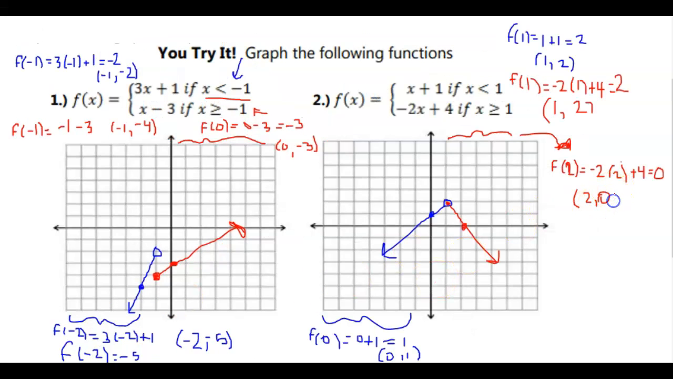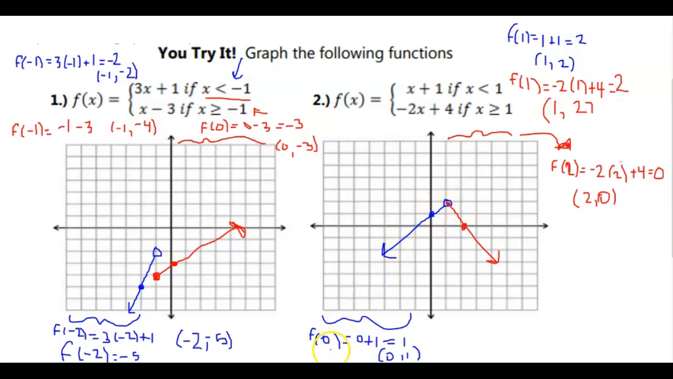All right, let me know how you did. Your boundary points for this one were both at 1, 2. So you had an open circle at the top part of the function, but a closed circle at the bottom part of the function when x is greater than or equal to. So that one should be closed, and you should have an upside down V.